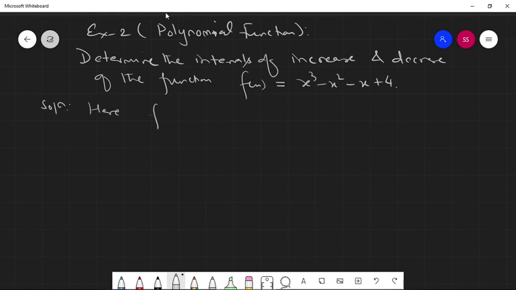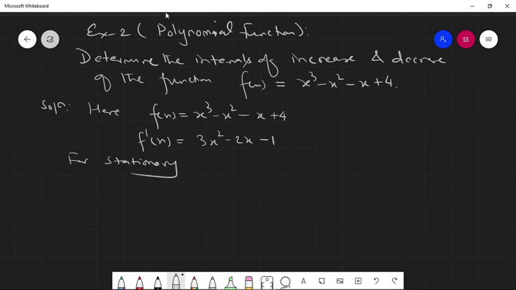The solution here, f of x equal x cube minus x square minus x plus 4. F dash x equal 3x square minus 2x minus 1. For stationary points f dash x equal to 0, then 3x square minus 2x minus 1 equal to 0.